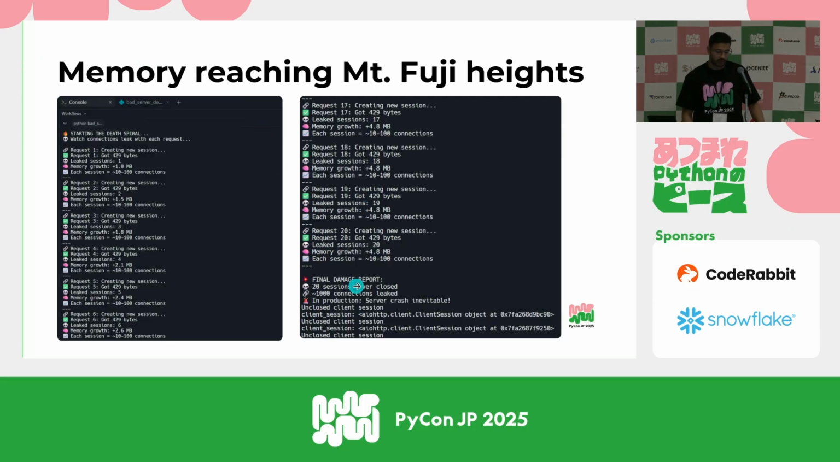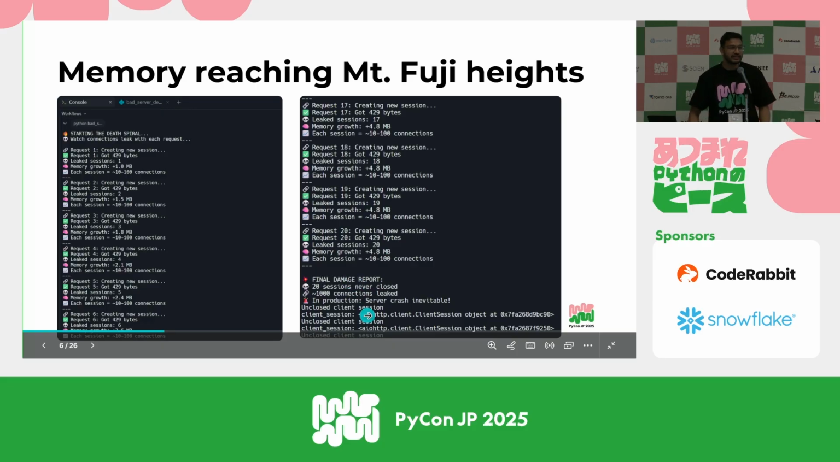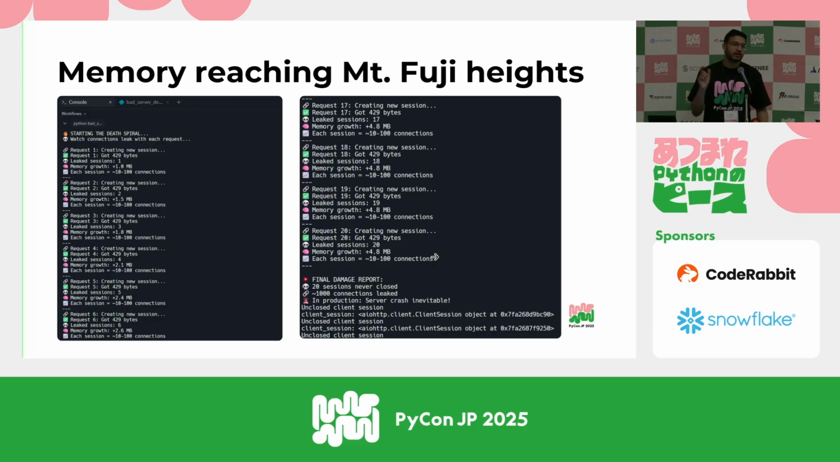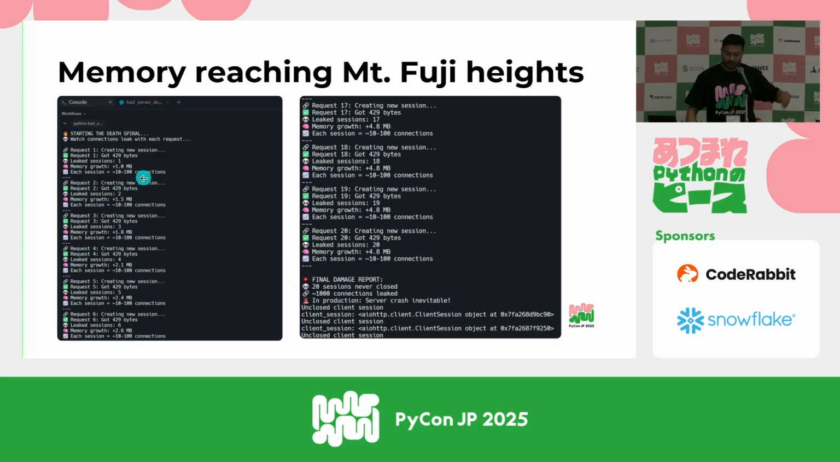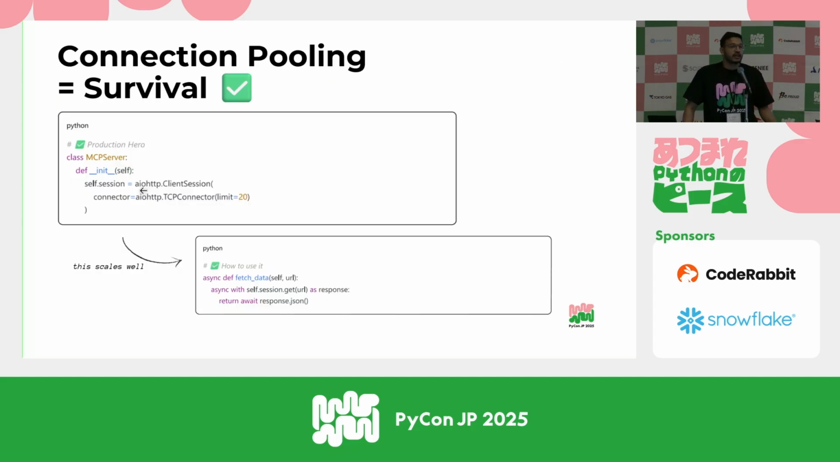Post the 20th request, we have 20 sessions which are open and were never closed. Per session, we had more than 10 to 50 connections, which led to 1,000 open connections by the end of this simulation. So you see the growth of memory with each request is growing exponentially. Now, how to fix this? We use connection pooling. That's the survival. The fix is connection pooling.